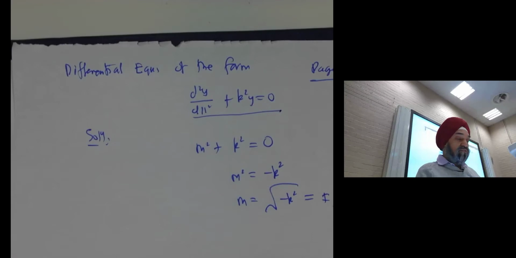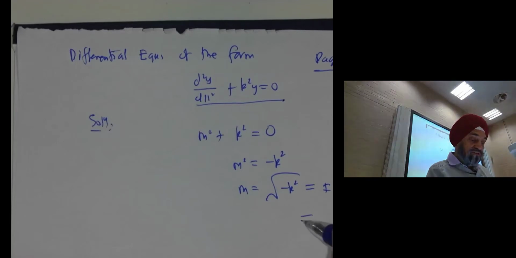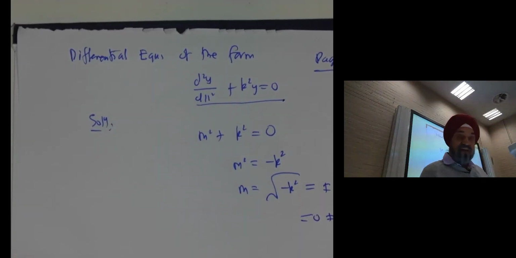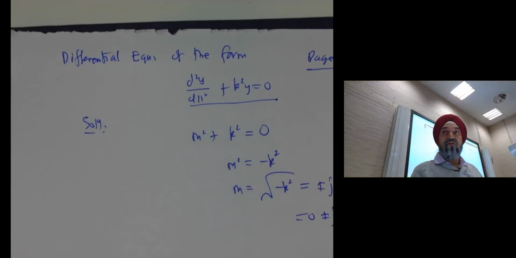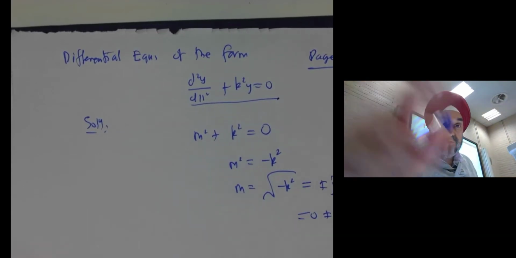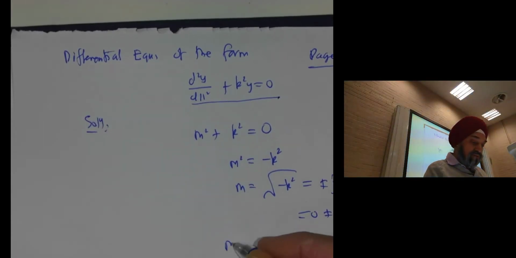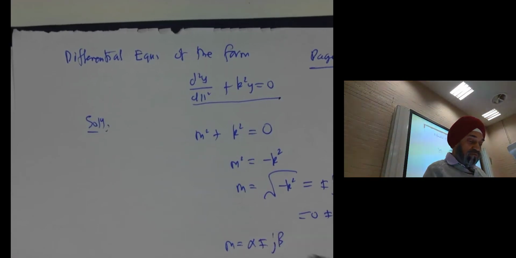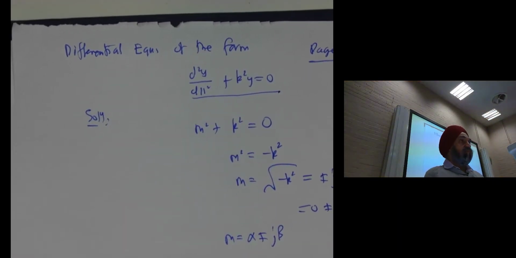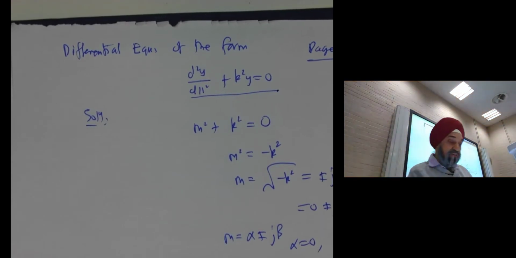So what sort of roots have we got this time? Complex, haven't we? You can write this as naught plus or minus jk, can't you? So it's complex. So you've got m is equal to alpha plus or minus j beta. What is alpha in this case and what's beta equal to? Alpha is 0 and beta is equal to k.